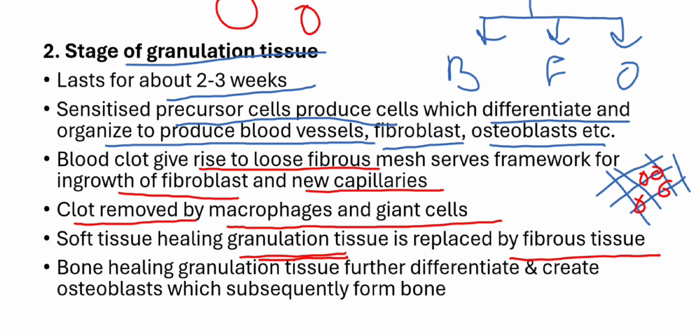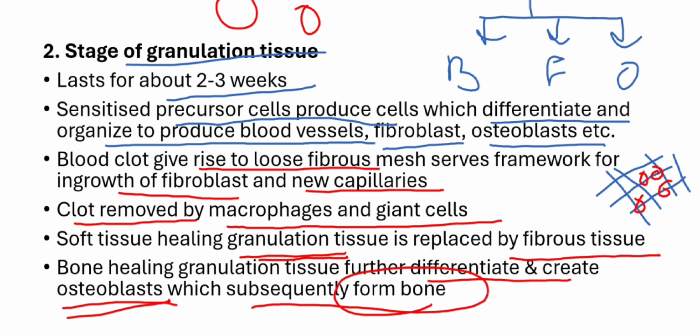In bone healing, granulation tissue further differentiates and creates osteoblast, which subsequently forms bone. So in case of bone healing, there will be osteoblast which will result in the formation of new bone. But in case of soft tissue healing, the granulation tissue which is present will get replaced by fibrous tissue and healing will take place.